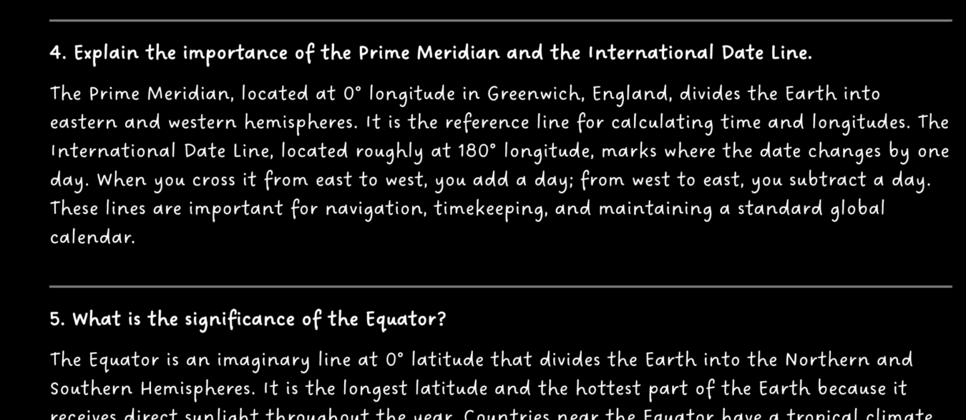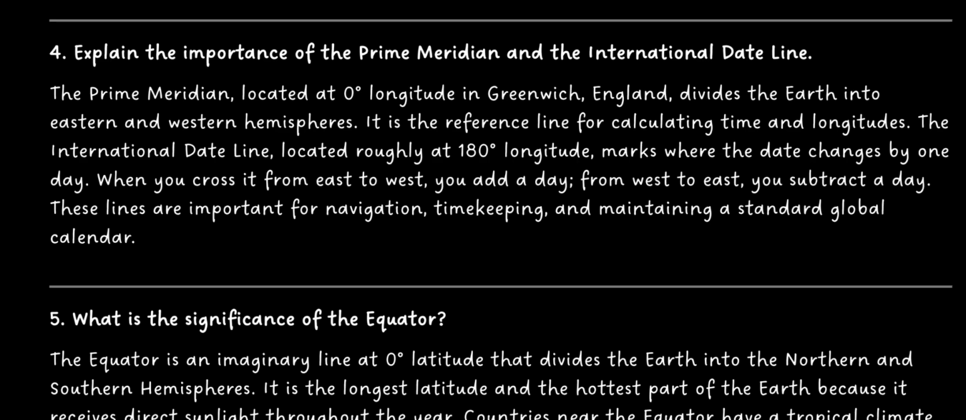Number 4. Explain the importance of the prime meridian and the international date line. The prime meridian, located at 0 degree longitude in Greenwich, England, divides the earth into eastern and western hemispheres. It is the reference line for calculating time and longitudes.